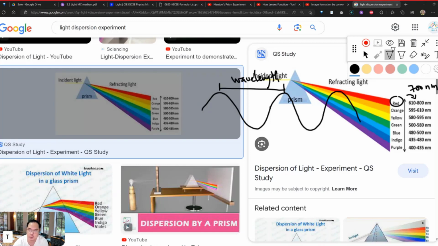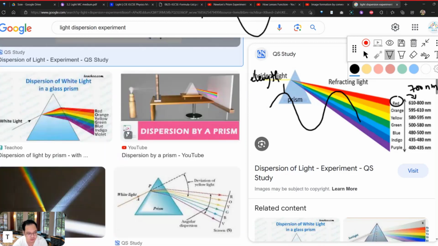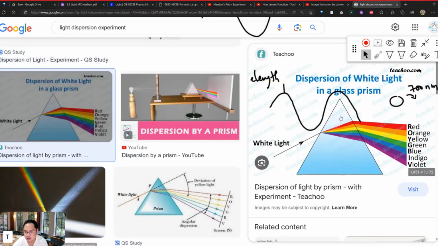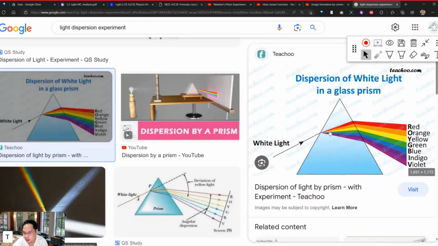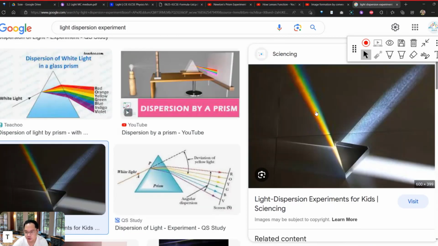So different wavelengths have different velocities, different speeds in the medium, the glass or water medium. And therefore the different colors are refracted at different angles, and it forms a spectrum, a rainbow, after passing through the prism. And this phenomenon is called dispersion.